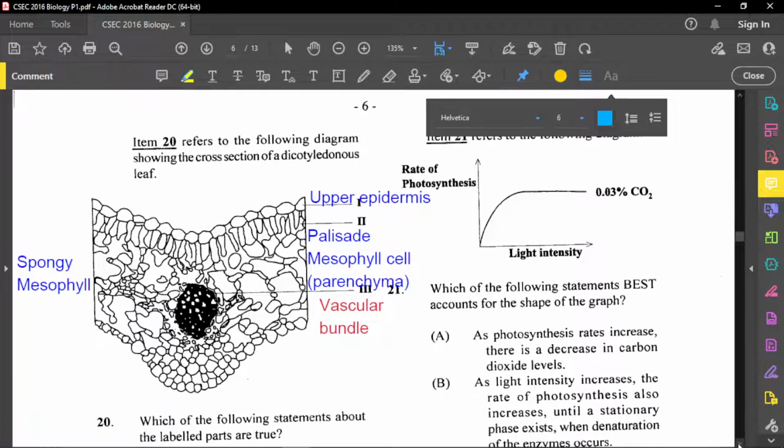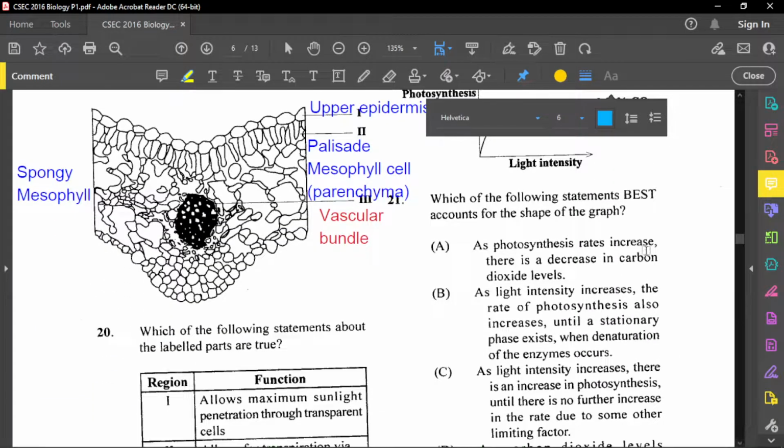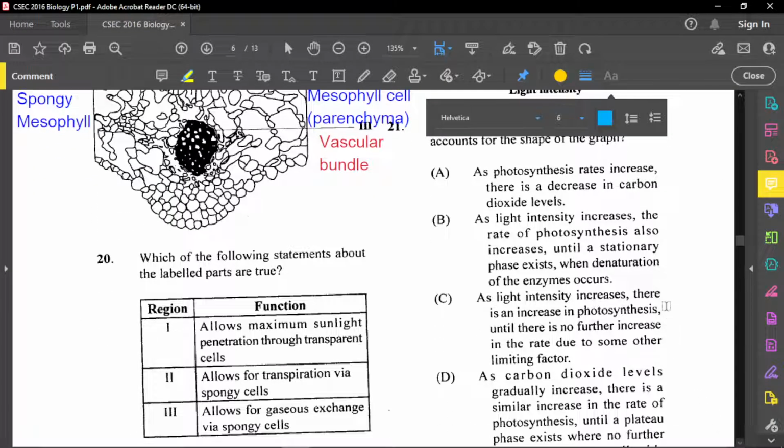A says that as photosynthesis rate increases, there is a decrease in carbon dioxide. No, not at all. B says that as light intensity increases, the rate of photosynthesis also increases until a stationary phase when denaturation of the enzymes occurs. That's not necessarily true. It does mean that the process can't go any further, that's simply what is happening there. If it was temperature, then yeah, we could say denaturation of the enzymes.